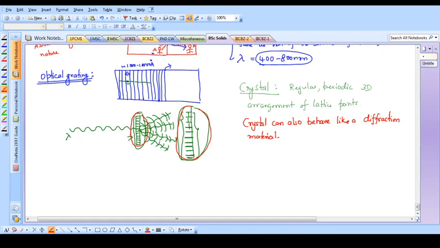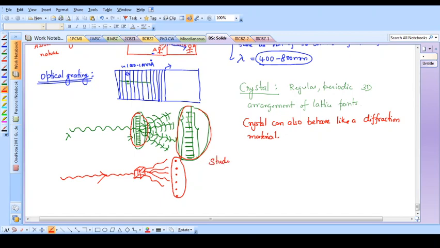So if I replace this optical grating by a crystal, and I pass light of suitable wavelength, since a crystal also behaves like a diffraction material, the light is diffracted in all directions, and you will get a diffraction pattern. So by studying the diffraction pattern, you can study the arrangement of atoms or molecules in the crystal, that is, you can study the crystal structure.